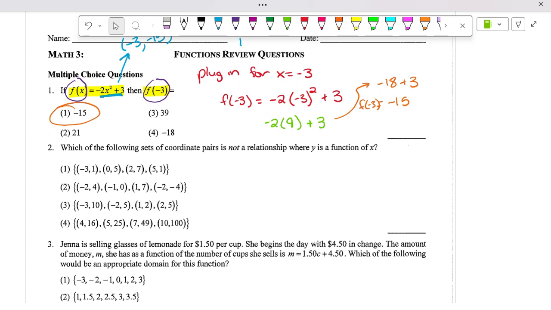Now, which of the following sets of coordinate pairs is not a relationship where y is a function of x? Function is kind of used as a very loose term by a lot of people, but it does have a very strict definition. Does anyone remember from either Math 2 or Math 1 what makes a function, or how you can tell if something's a function? Give me a hint. Some type of test that you would do with the graph, that has the word test in the name. What's this? Not a pen, but it makes a line. What direction is it facing? It's vertical. Vertical line test.